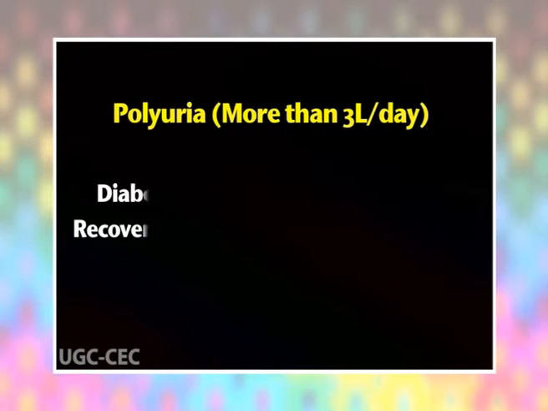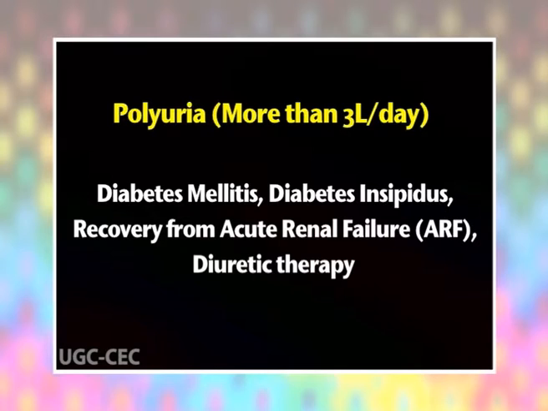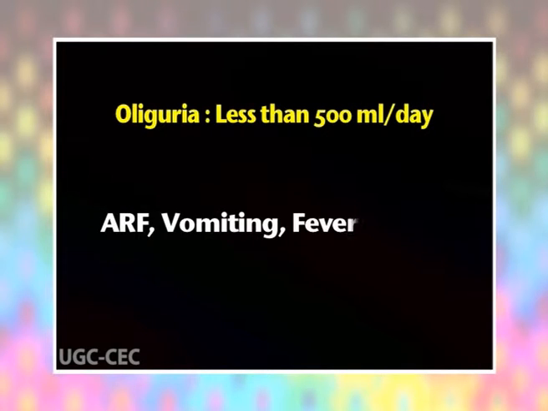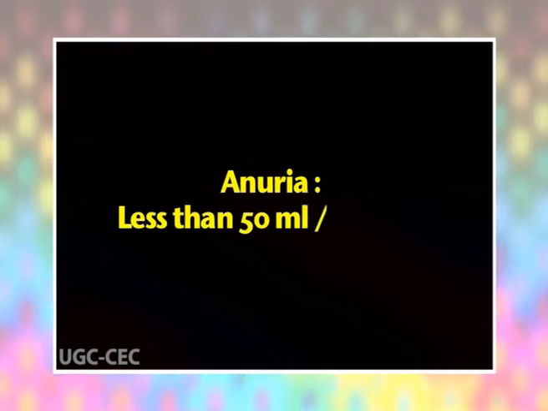Polyuria, more than 3 liters per day of urine. Conditions: diabetes mellitus, diabetes insipidus, recovery from acute renal failure ARF, diuretic therapy. Oliguria, less than 500 milliliters per day of urine. Conditions: ARF, vomiting, fever, burns. Next is anuria, less than 50 ml per 12 hours.